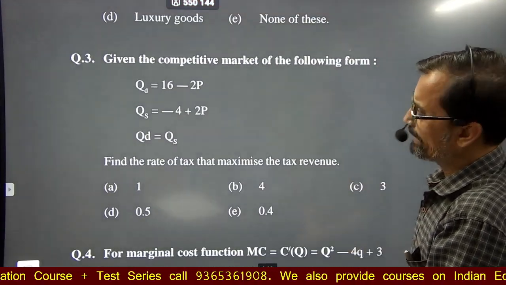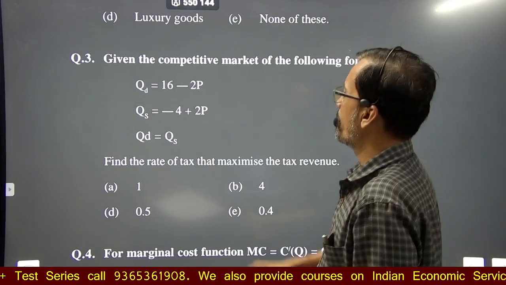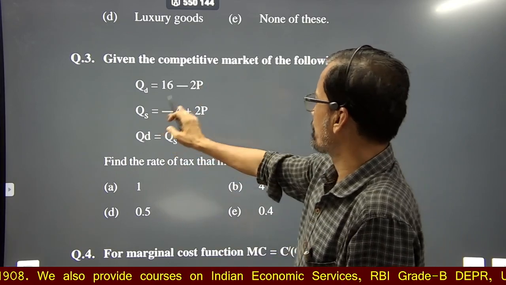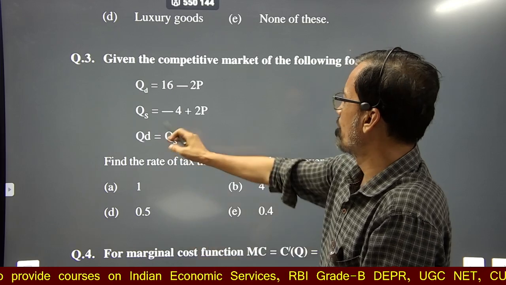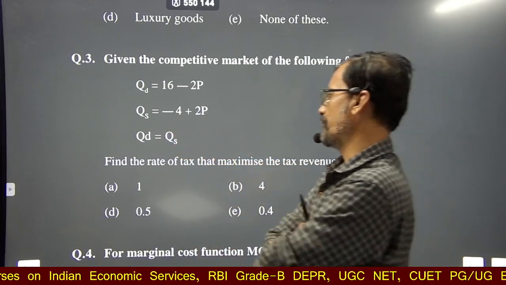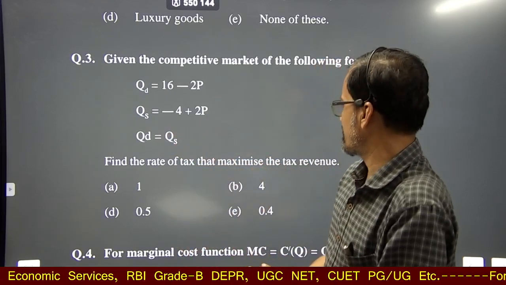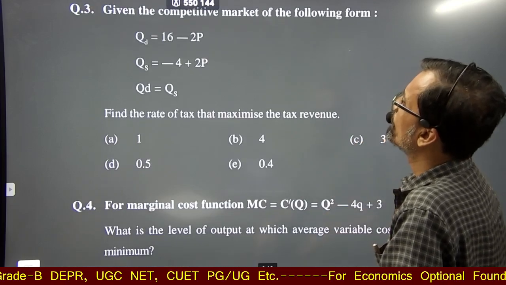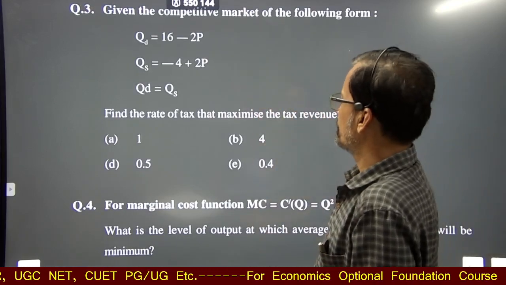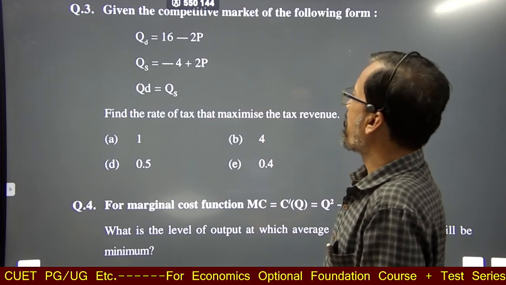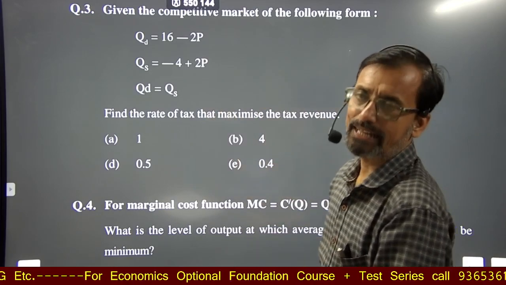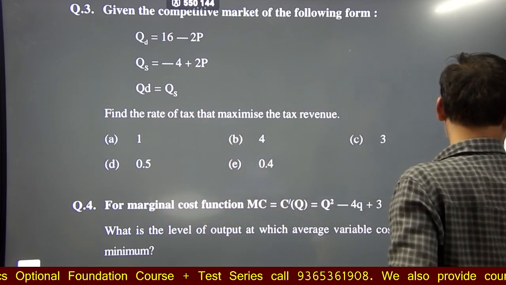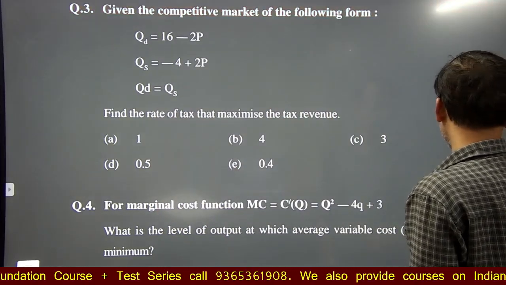Another question from our test series which is going on. Given a competitive market of the following form, QD is equal to 16 minus 2P, QS is equal to minus 4 plus 2P. Find the rate of tax that maximizes the tax revenue. So what will be the tax rate that will maximize the tax revenue of the government? So how can we solve this question?